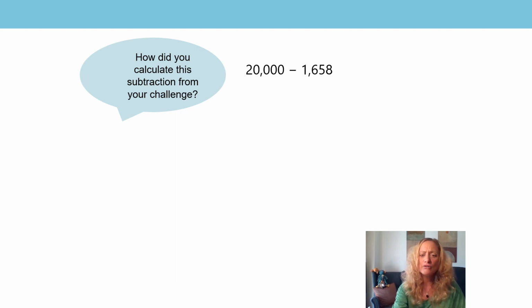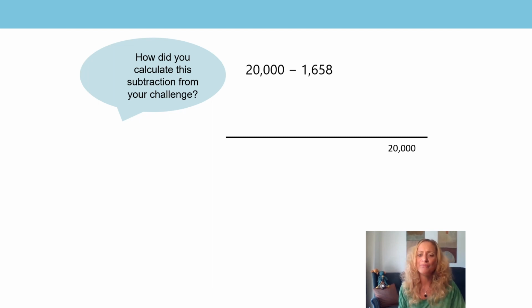So if we think about solving this mentally first, perhaps you used a mental number line. And so we could perhaps start at 20,000, couldn't we, and subtract 1,000 and then 600 and then 50 and then 8 to find our difference. However, would that be particularly easy, do you think? There's quite a bit to it, isn't it? I've got to remember quite a lot of things going along there. So perhaps that's not particularly efficient. Did anyone use any other methods?